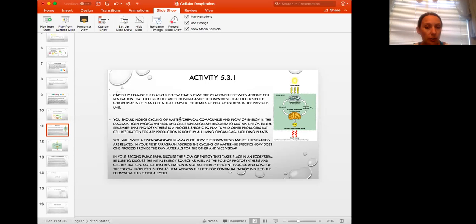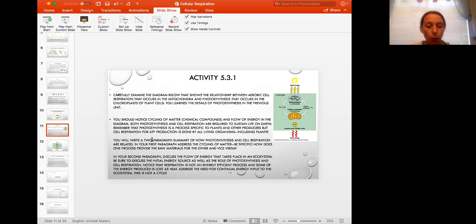Both photosynthesis and cellular respiration are required to sustain life on Earth. We all need photosynthesis, a producer that makes food, and cellular respiration is to break down that sugar that comes from the producer into a usable form.